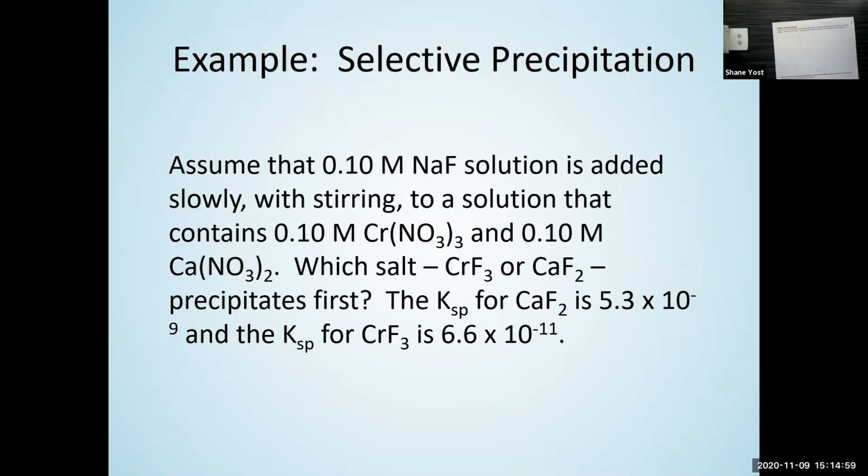In this first one, we have a 0.1 molar solution of sodium fluoride that we're going to slowly stir into a solution that contains 0.1 molar chromium and 0.1 molar calcium, both of which form a salt with fluoride, with different KSPs. And the question is, which salt precipitates first?